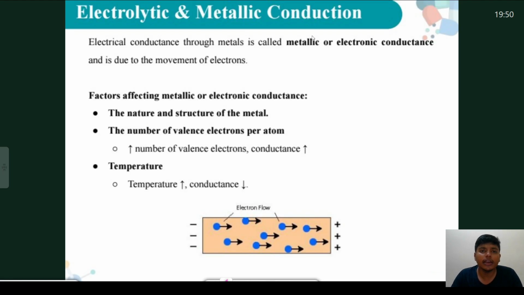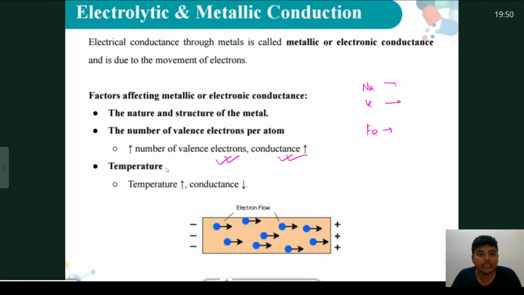Now coming to electrolytic and metallic conduction. See, metals conduct electricity. Why? Simple, they have free electrons. Most of the metals have free electrons. Sodium, potassium have one free electron. Iron, 4 free electrons. Valence electrons are free electrons. So the more valence electrons, the more conductance there is.